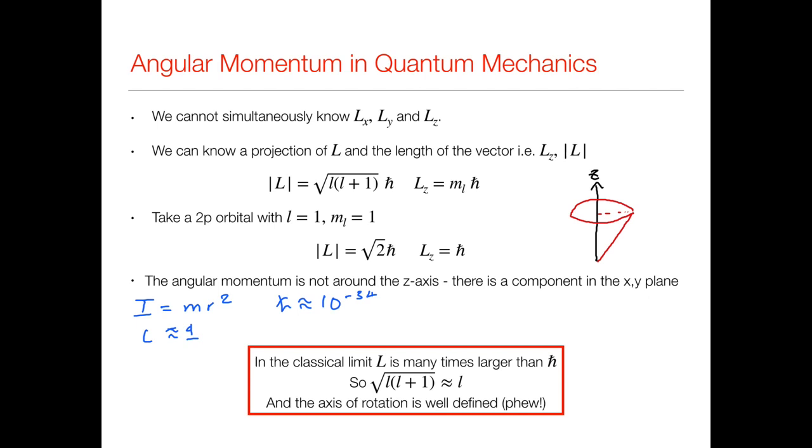And once L is so big, it means that L plus 1 is essentially L, and so the square root of L(L+1) is just L. So when angular momentum is macroscopically sized, there is a very definite axis of rotation. The axis of rotation is well defined for classical objects, but for these very light objects, the axis of rotation is not well defined. We just know the projection onto one axis.